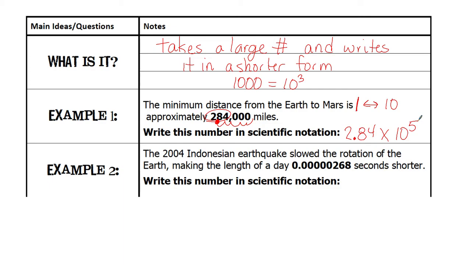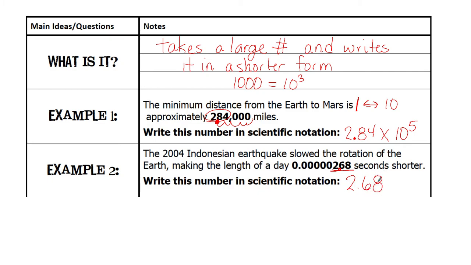But now, for the Indonesian earthquake, let's take a look at one that's less than 1. So now we've got this same idea. I've got a number here. My significant digits, or my digits that are non-zero, are 2, 6, and 8. So just like before, I'm going to rewrite that so that it's between 1 and 10. So my decimal point's now going to be between the 2 and the 6. So it's going to be 2.68.